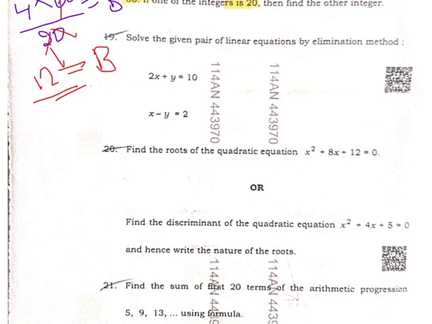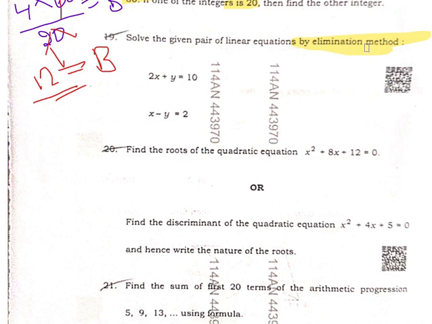The 19th question is: solve the given pair of linear equations by the elimination method. They have mentioned the method also. I have to use the elimination method to solve the given pair of linear equations. That means you have to find the x and y values using the elimination method.